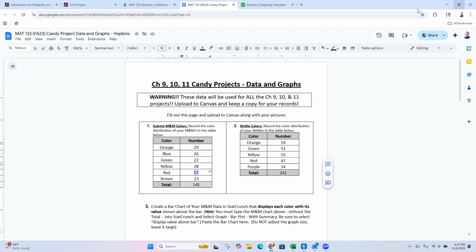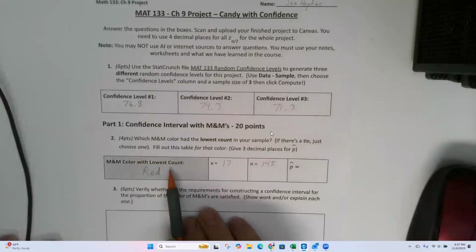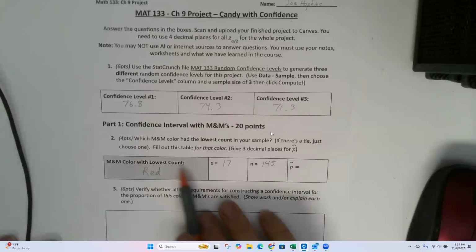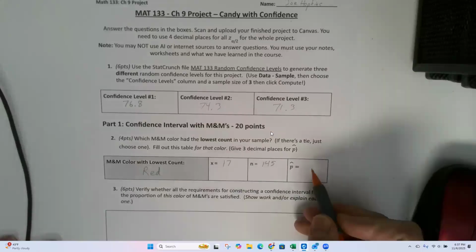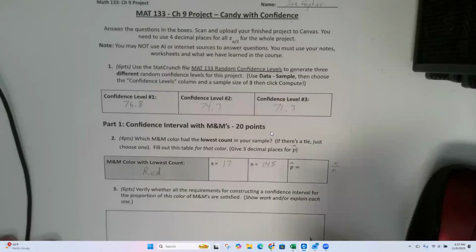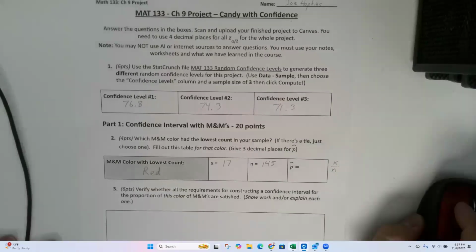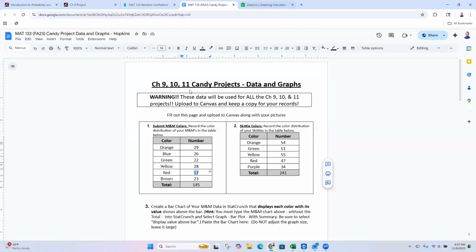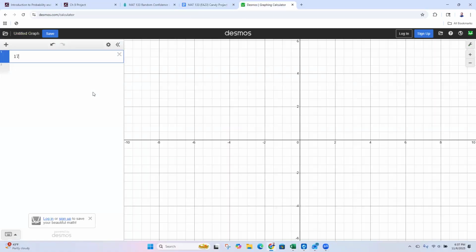So yours might not be red. Whatever one is the lowest, that's what you're going to put here. P hat is X divided by N. So for me, it's 17 over 145. And I got 0.117, 3 decimal places, 0.117.